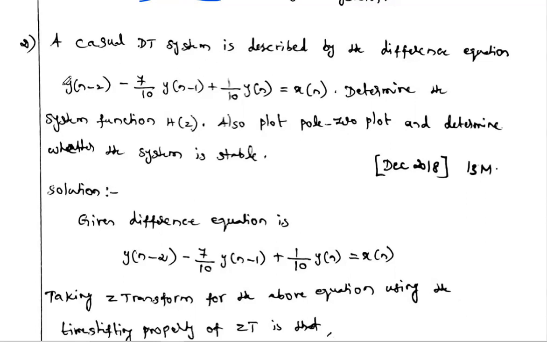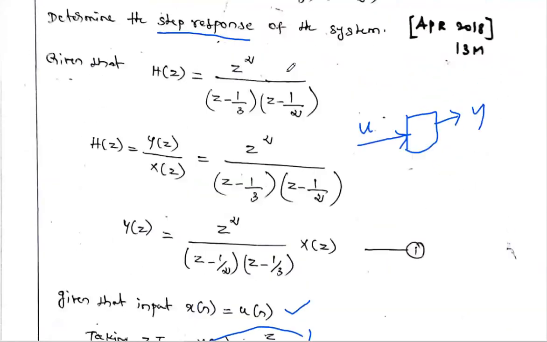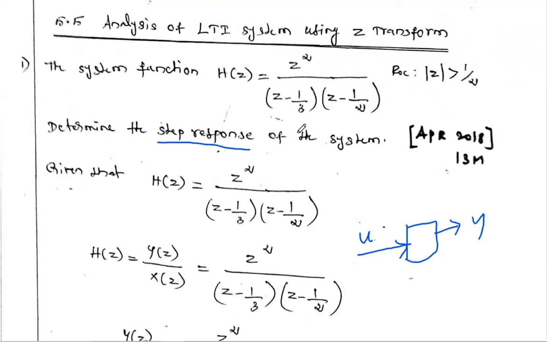So in the previous video we discussed one problem. In that problem, the H of z, the system function, is given. We calculated the step response, the response of the system for the given input, which is a unit step sequence.